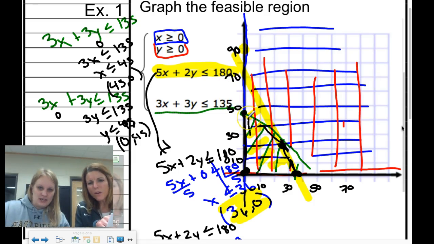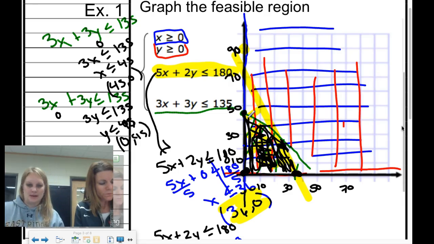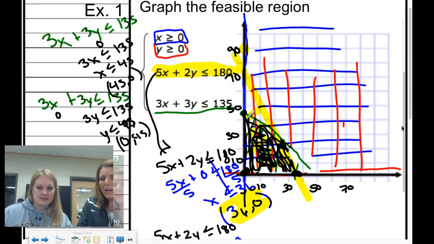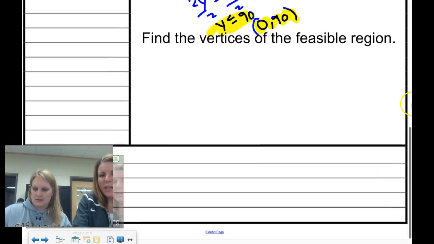So then how can we shade everywhere to these vertices? There we go. We're going to do a lot of practice. This is going to take a lot of time in class for sure. Okay, so down below, let's write our vertices so they have them. I'll read them off to you.